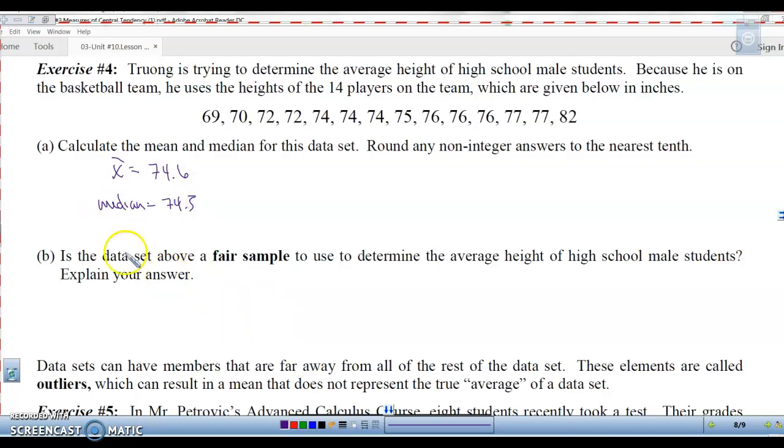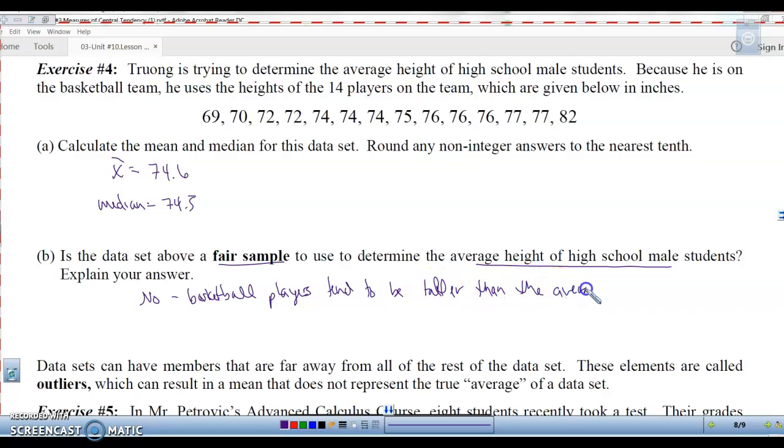All right, now, is the data set above a fair sample to use to determine the average height of high school male students? Well, actually, no. What do we know about basketball players? Basketball players tend to be tall, so taller than the average high school male student.